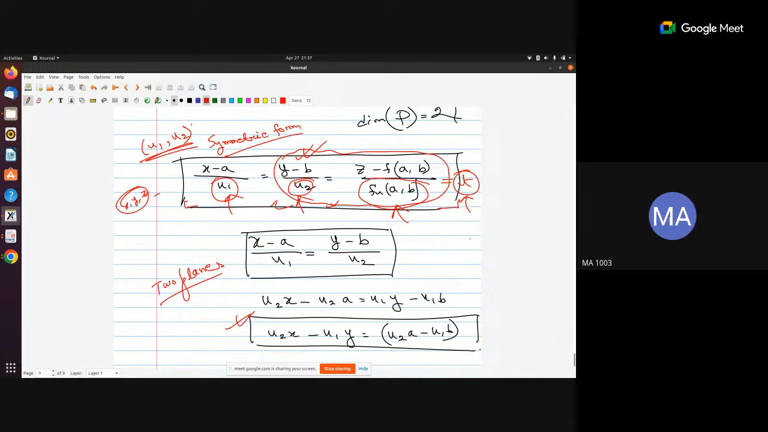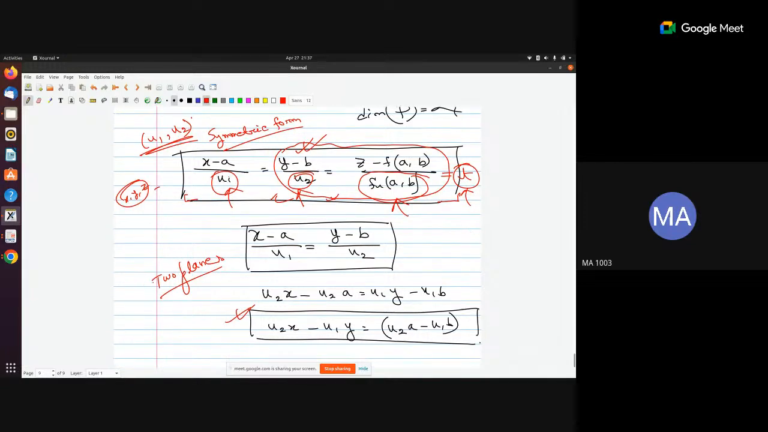Now, once I equate it to the parameter t and break down all the equations, from the first equation I get x = a + t u1. So consider this one, equate it with t. I will get this. y is b + t u2. And z is f(a, b) + t f_u(a, b). So this is the parametric form, because this depends on the parameter t. Is it clear? So I write x(t), y(t), z(t). This is the parametric form. Is it clear?